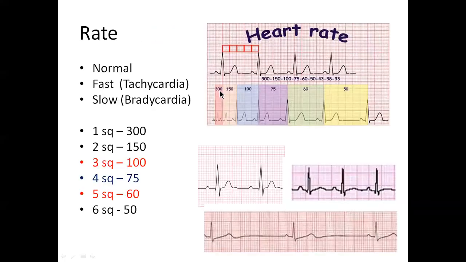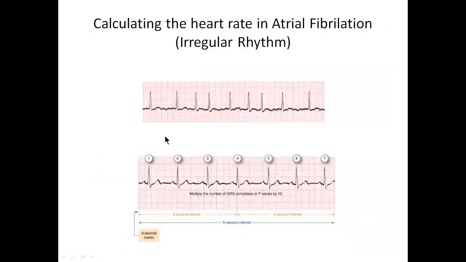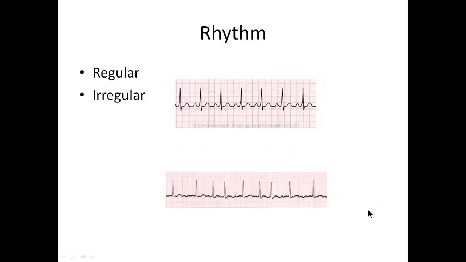So just to recap, you know how to check the heart rate by counting the number of large squares. And remember, I wanted you to memorize this: 300, 150, 100, 75, 60, 50. If the heart rate is irregular, then you count the QRS complexes in 6 seconds and then you multiply that by 10. Next, you make a decision about whether the rhythm is regular or irregular.